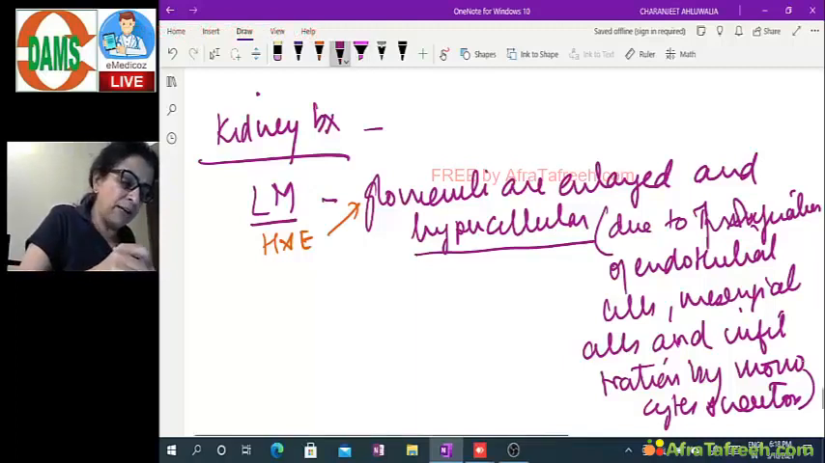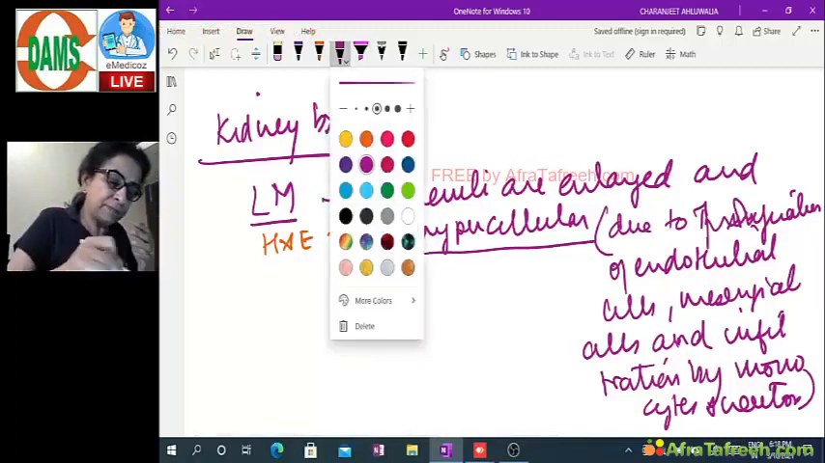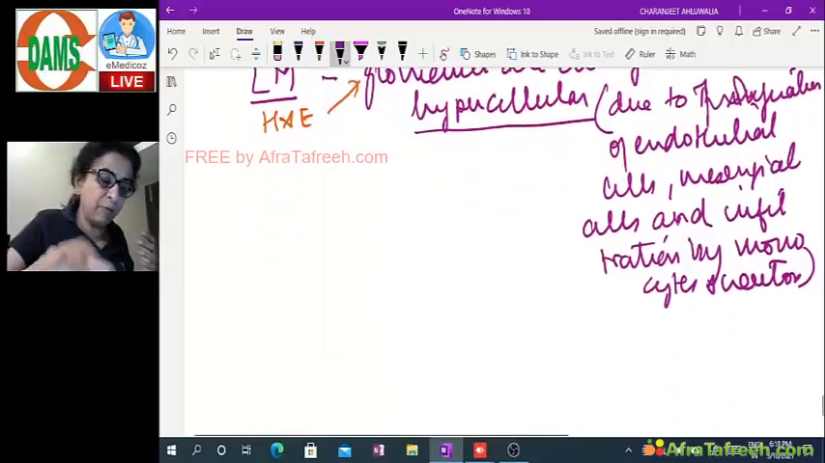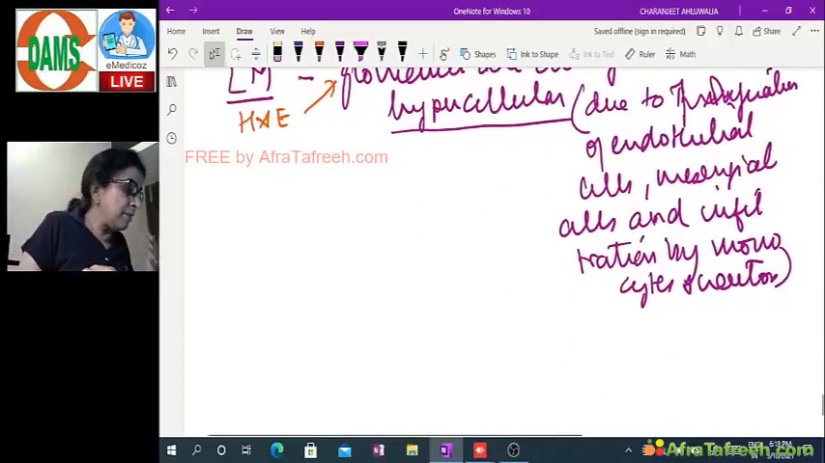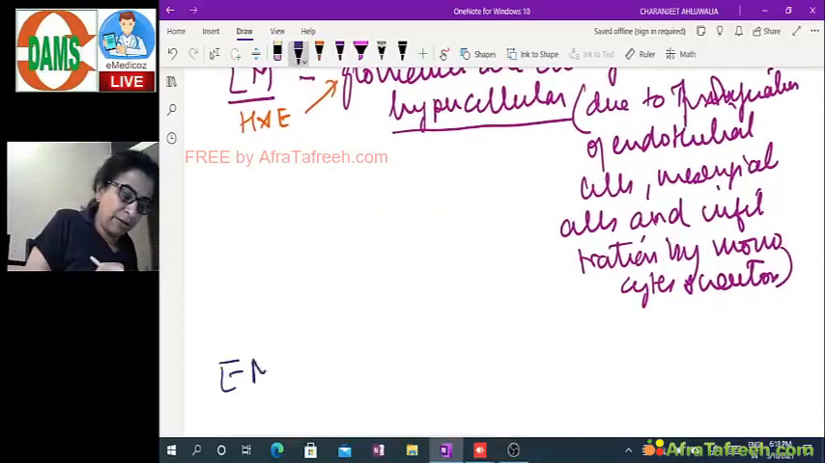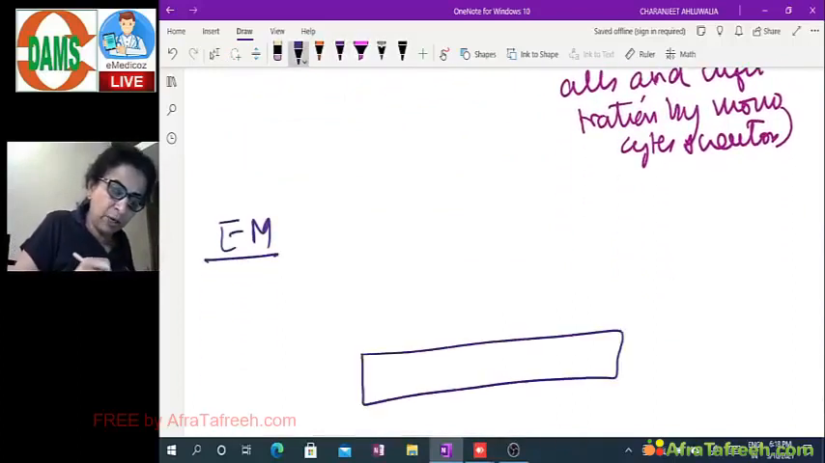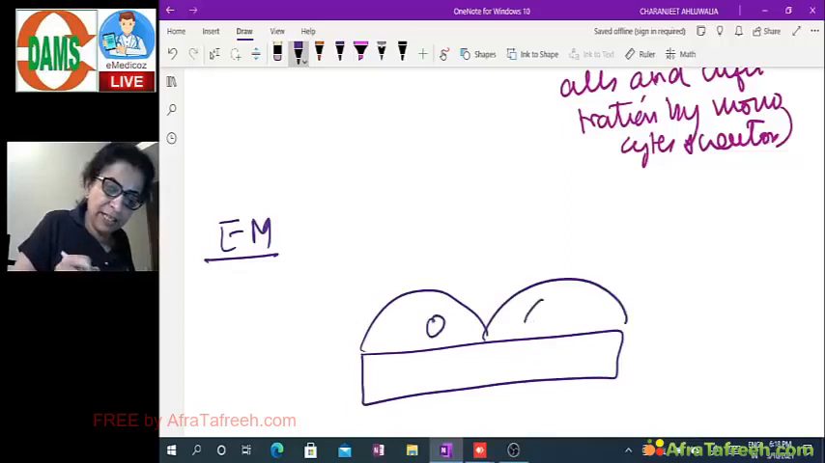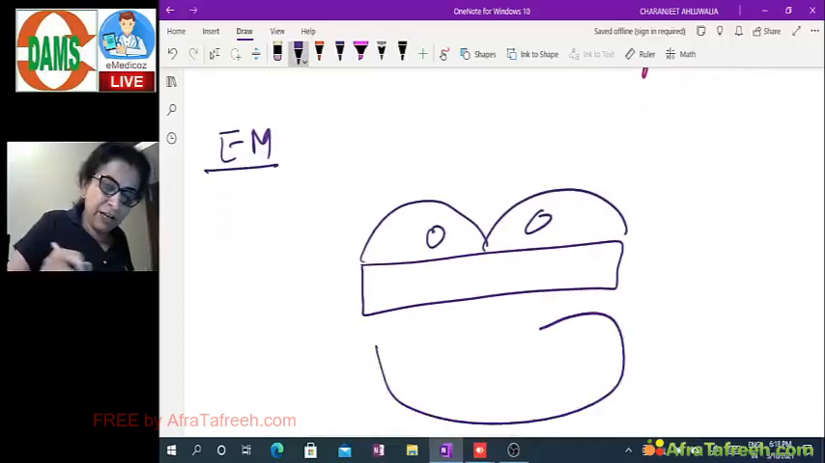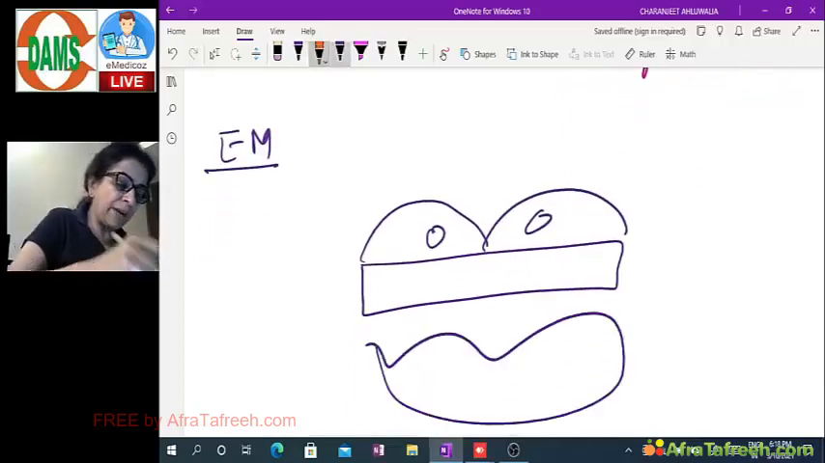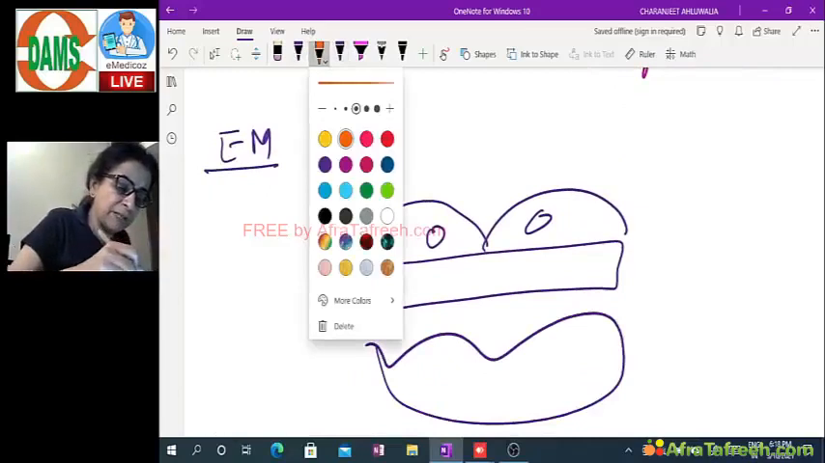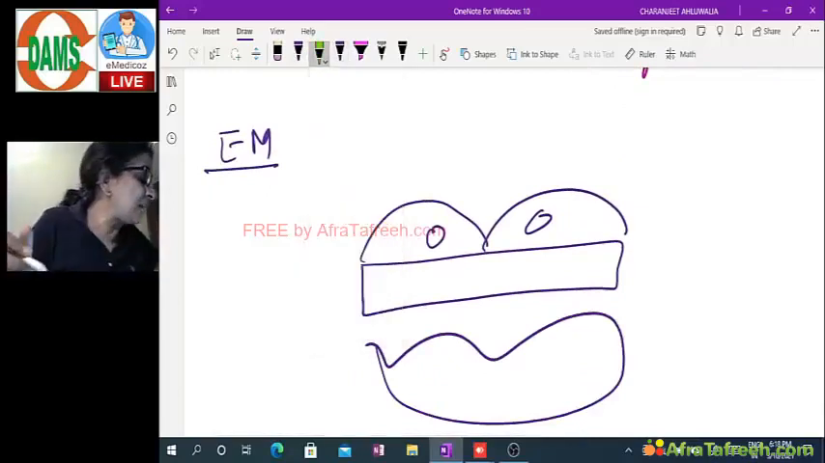However, the basement membrane is not thickened. Okay, so this is what you see by light microscopy. Now let us see by electron microscopy. What do you see by electron microscopy? So now this was what I drew. These are the endothelial cells and this is the visceral epithelial cells. So now by electron microscopy you see the deposits. Now where are the deposits?